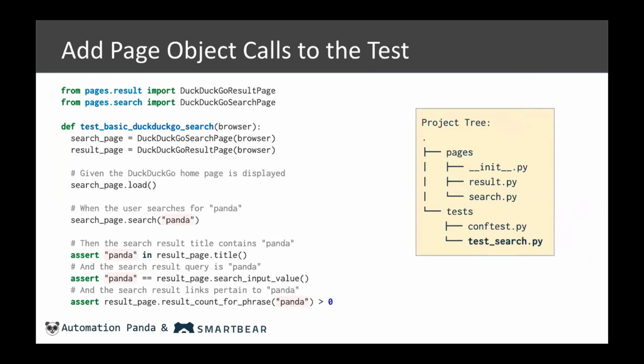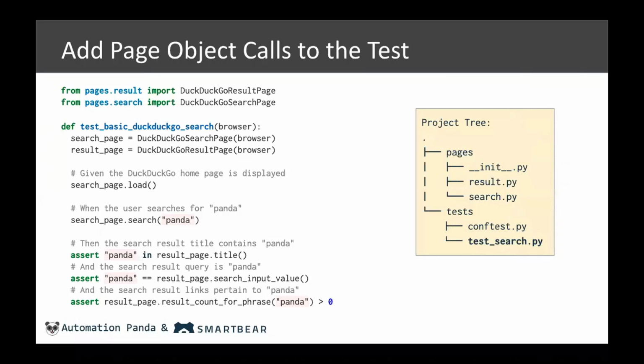With my page objects initialized and my browser initialized, I can then flesh out what those test steps were. And I'm going to keep the gherkin and comments because it's self-documenting. But then I'm going to put the Python calls below each one. So the first step, given the DuckDuckGo homepage is displayed, becomes the search page call to load the page. When the user searches for Panda, I call search page.search the phrase Panda.